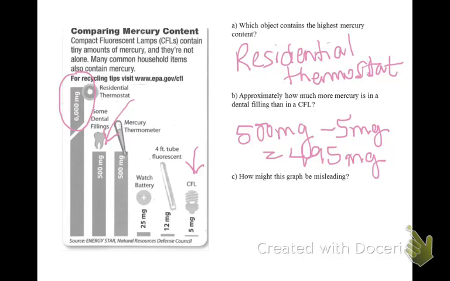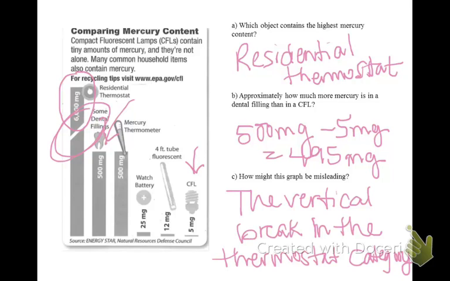The last question is how might this graph be misleading? The answer to this would be the vertical break right here. Breaks along a horizontal axis are not misleading. Breaks along a vertical axis are misleading. So we can say the vertical break in the thermostat category is misleading.